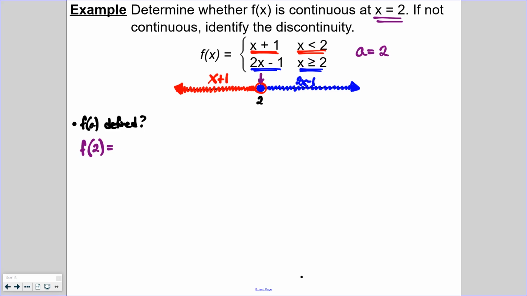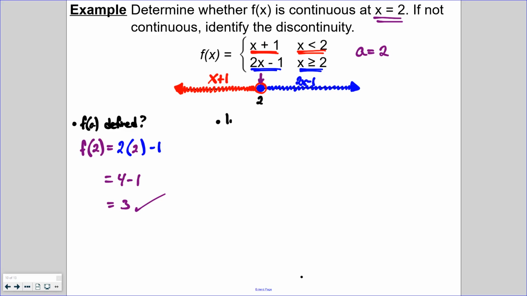So we're going to take that piece of our piecewise function, and we're going to plug 2 in for x. So let's see, that's going to give us 4 minus 3. Oh, excuse me, it's going to give us 4 minus 1, which will be 3. And there we go. This condition is satisfied. f of a is defined at 2.